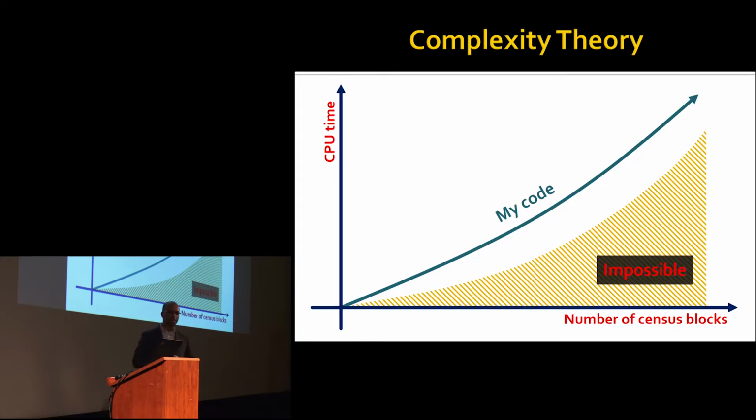Right? And what complexity theory is all about is identifying this kind of shaded region here where I don't ever expect my curve to sit in that area. In other words, that there's some lower bound on the amount of time that it takes to solve this problem just because the problem is hard rather than because I'm bad at writing software. Hopefully the distinction makes some sense.